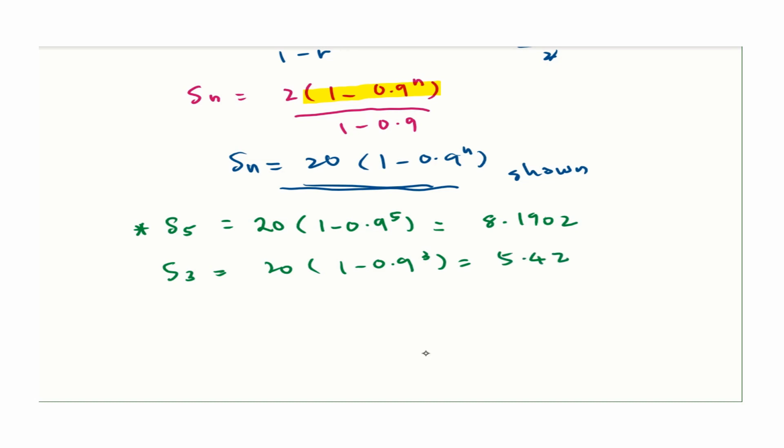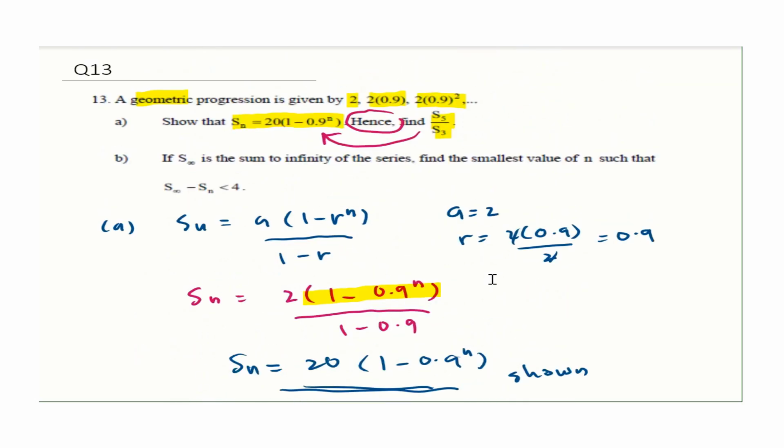Okay, and now we can find S5 divided by S3. So 8.1902 divided by 5.42. Finally we calculate, we get 1.511. So this is S5 divided by S3. Then for question B, if S infinity is the sum to infinity of the series, find the smallest value of n.